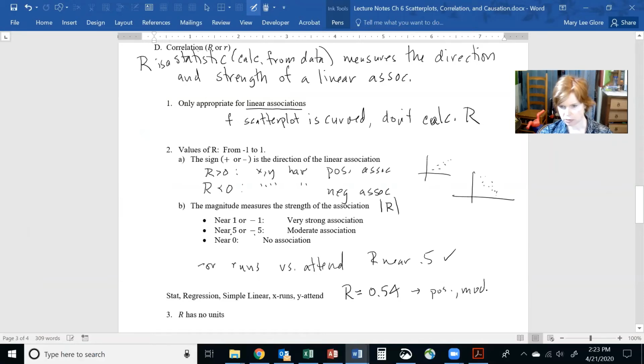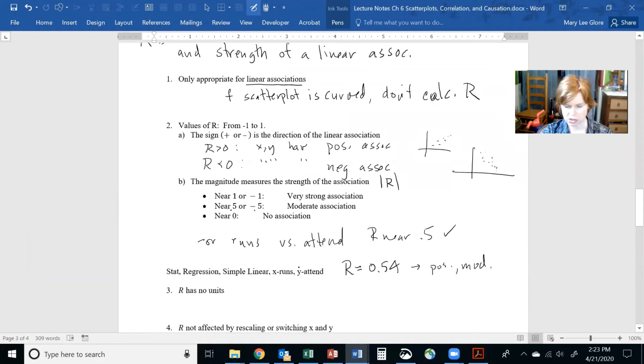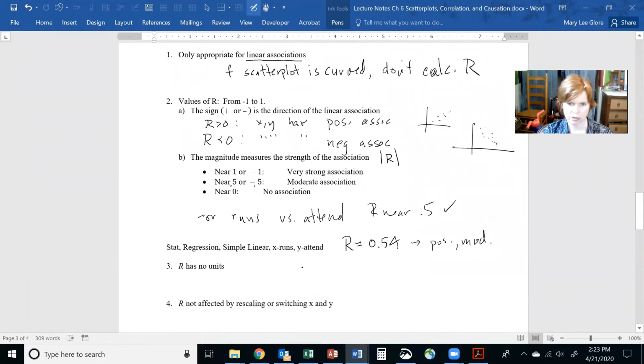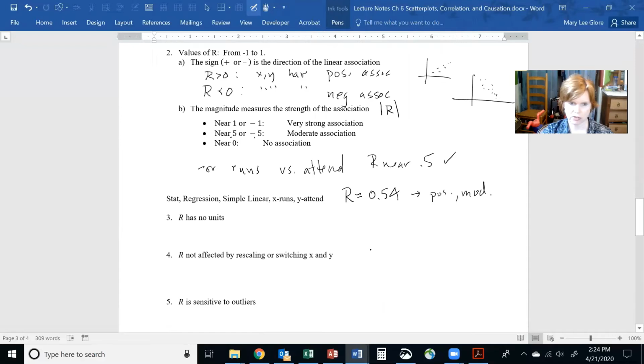Because this is near 0.5, it tells me that I've got a positive, moderate linear regression. I should always look at the graph though, not just calculate R and let it tell me something, because one of these curved guys might give me this calculation. So I want to look at the graph, make sure it's linear, and then decide if calculating R is appropriate. So let's talk about some properties of R.